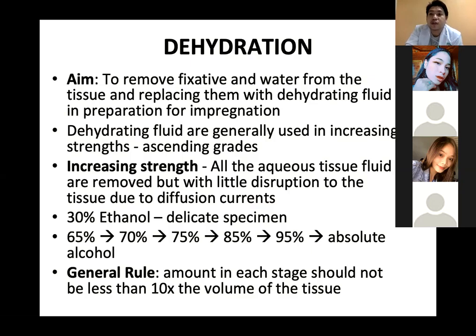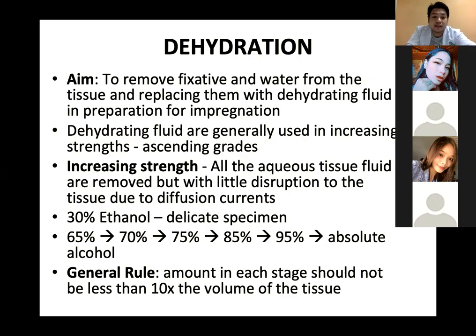Diffusion, class, is the movement of molecules from higher concentration to lower concentration. If you immerse the tissue directly in a higher grade alcohol, the tissue will shrink, thus disrupting the tissues and the cells. Masisira ang tissue. So that's why it is exposed in an ascending grade.